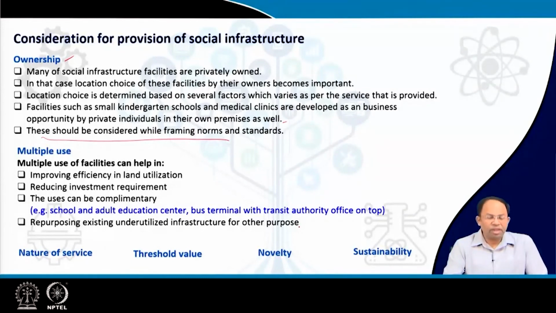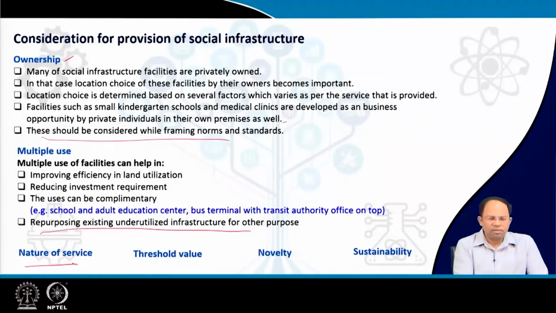Sometimes we see that the need for a facility is not there. For example, due to a change in demographic pattern, the number of students in a school has reduced, so we can consolidate two schools and use the existing infrastructure of a school for some other purpose. So repurposing existing underutilized infrastructure for other purposes could also be one thing that we can consider when we do service provision or service planning.